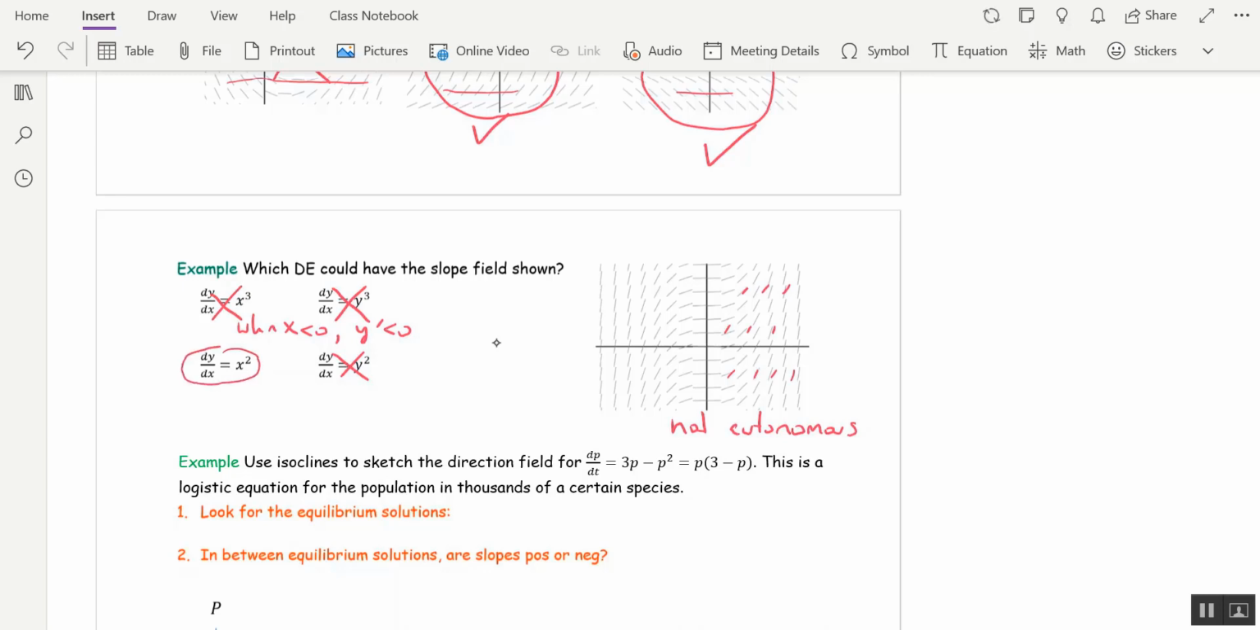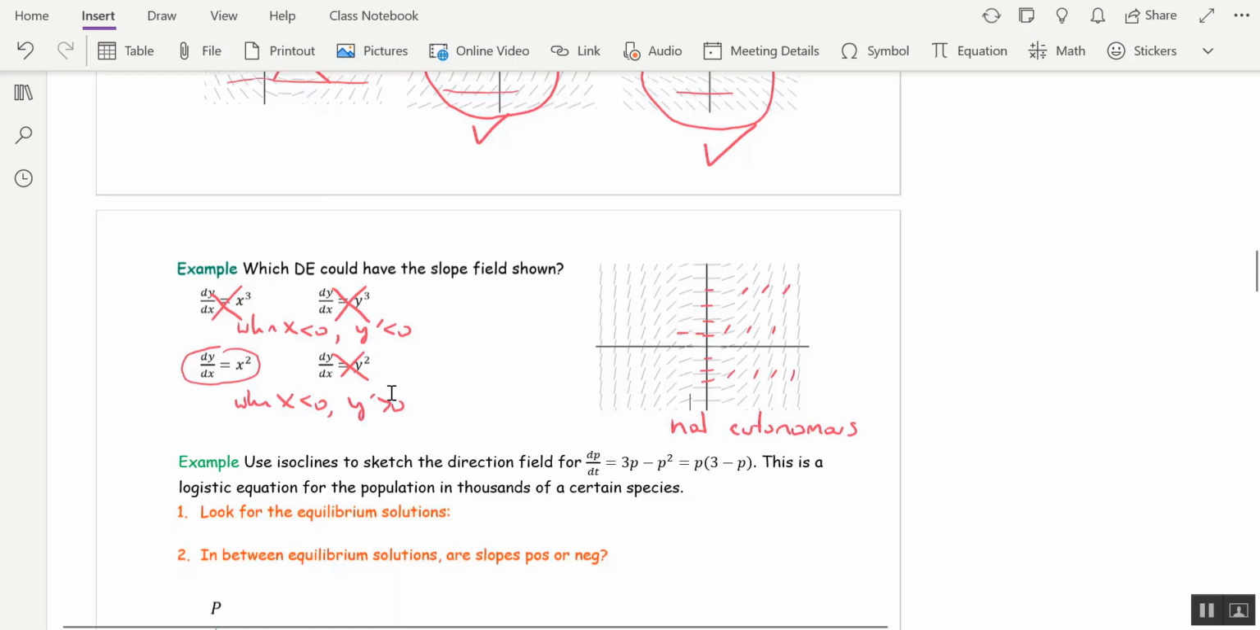So by process of elimination, it's this guy. But let's just do a safety check. When x is negative, y prime is going to be positive. So that works because all these slopes are positive. And then when x is close to 0, the smaller x is, the smaller the slope is. That works. In fact, the slopes are 0 when x is 0. And then as I move away from the origin, as x gets larger, either in the negative direction or the positive direction, the slopes get more steep. So I feel confident that that's my answer.